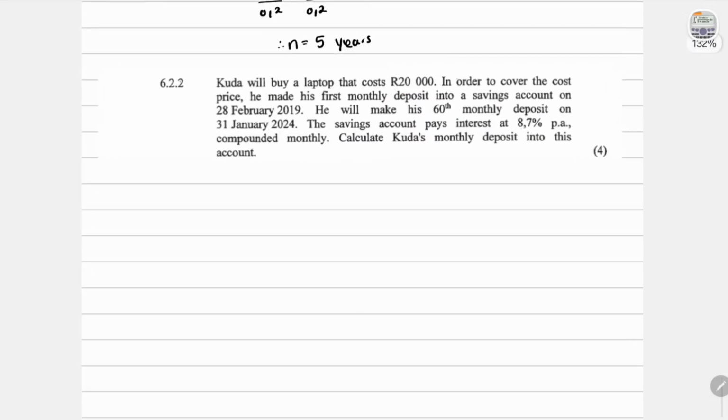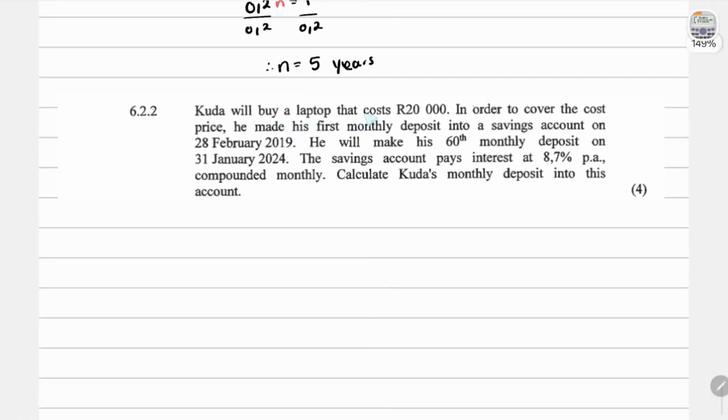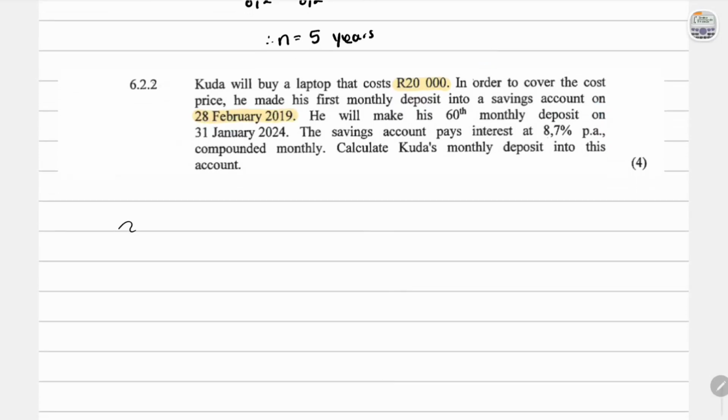Question 6.2.2 says, Kuda will buy a laptop that costs 20,000. In order to cover the cost price, he made his first monthly deposit into a savings account on the 28th of February 2019. Okay, so we need to be putting these down. So we know that on the 28th of February 2019, this is where the first deposit happens.